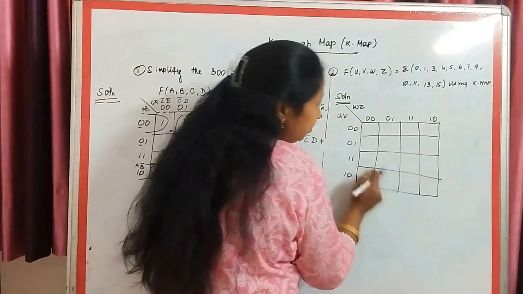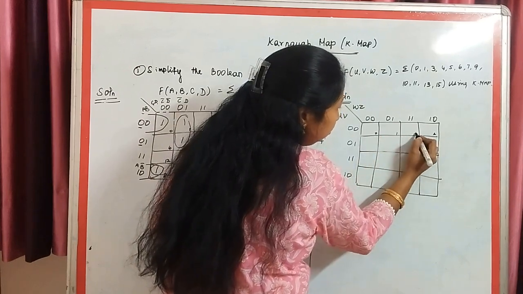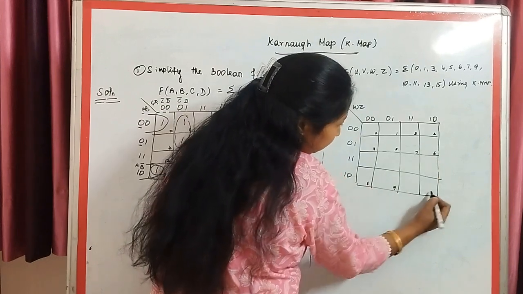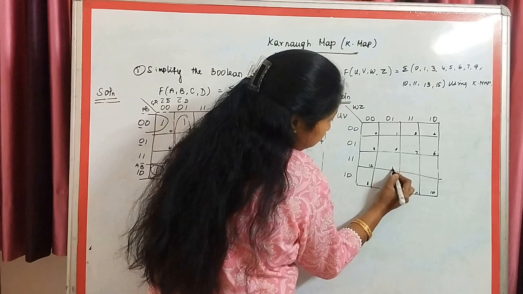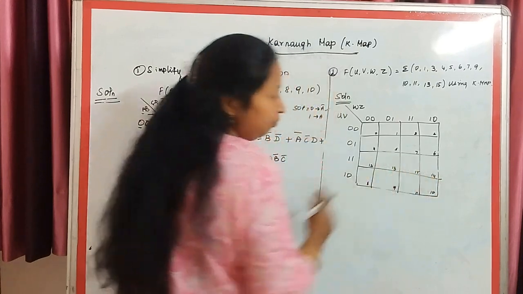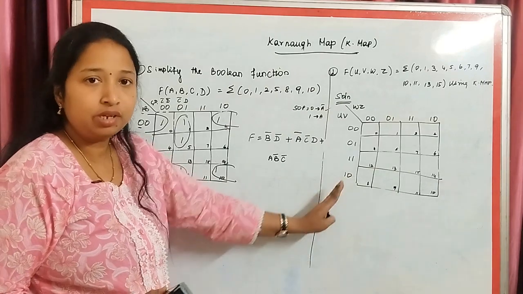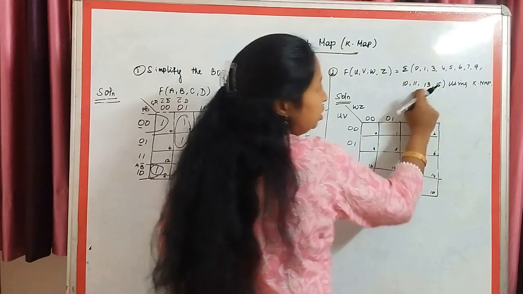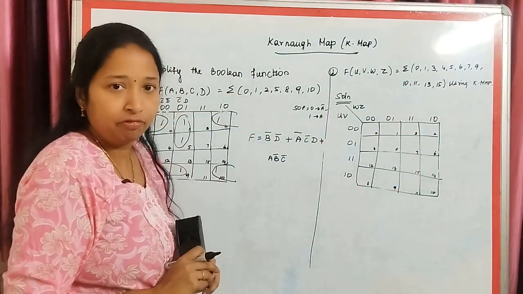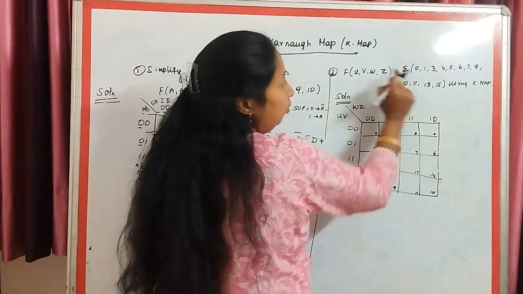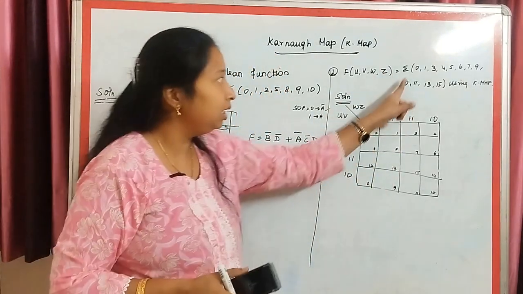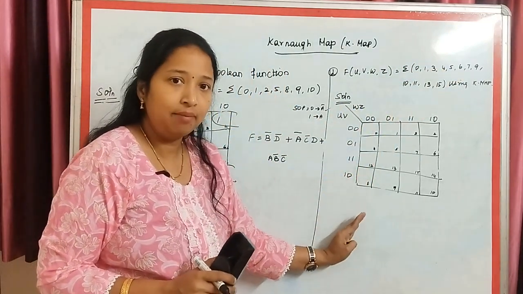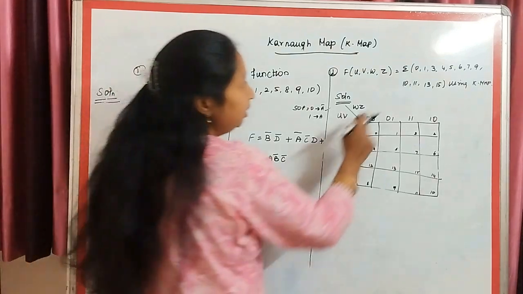Understood? Now give me the decimal numbers inside. 0, 1, 2, 3, 4, 5, 6, 7, 8, 9, 10, 11, 12, 13, 14 and 15. Fine. My first step I have completed. First step is identifying which variable map I have to choose. What is my second step? I have to position these numbers inside my Karnaugh map, based on whether it is a SOP or a POS. Here sigma meaning it is SOP. If it is SOP, all these numbers I'll be positioning inside the Karnaugh map by mentioning 1. Fine. In the corresponding boxes.